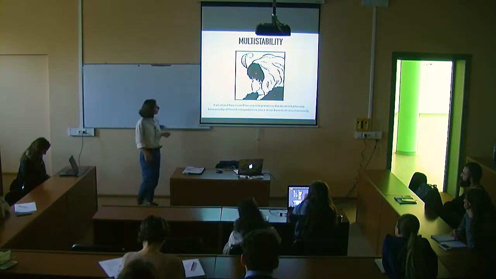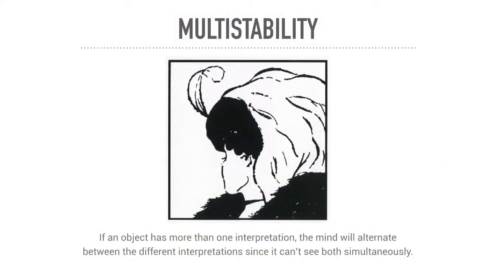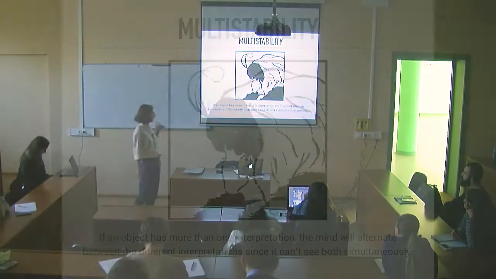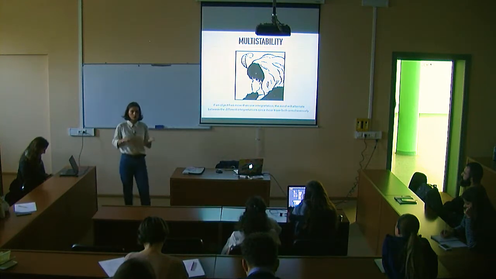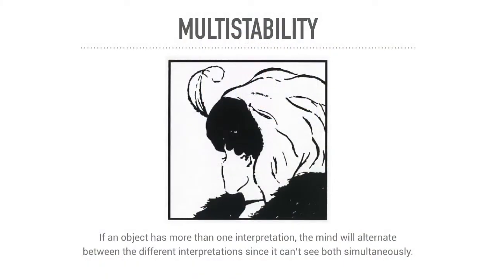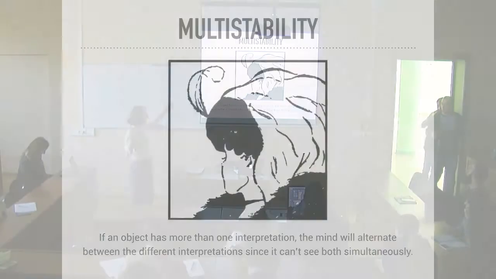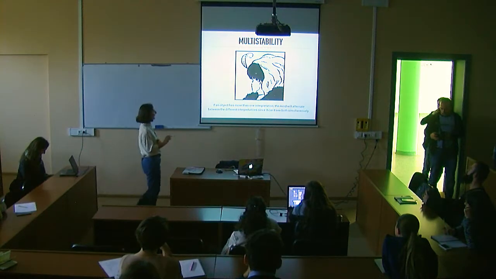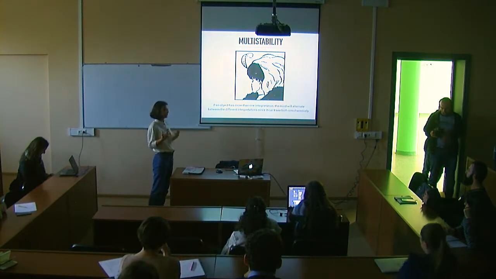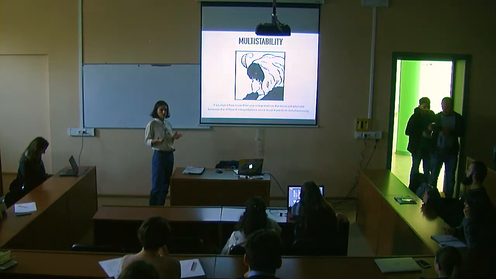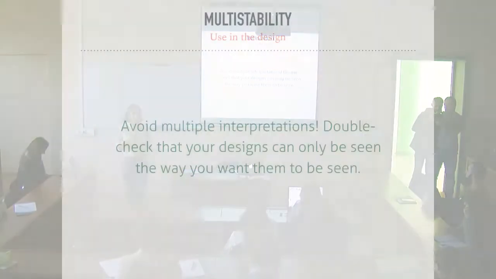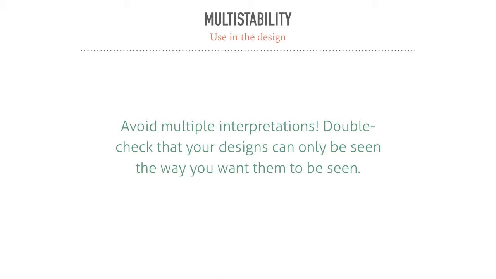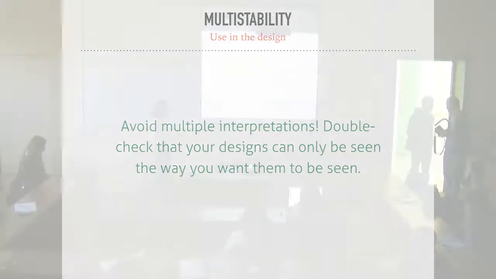And the fourth principle is multi-stability. Our brain cannot interpret two objects together, so it has to switch from one to another. This is a famous image of perception, from Freud, if I'm right. We can't see the two interpretations at the same time; our perception has to alternate. So we should avoid multiple interpretations in our visuals, because people will not be able to see both simultaneously.